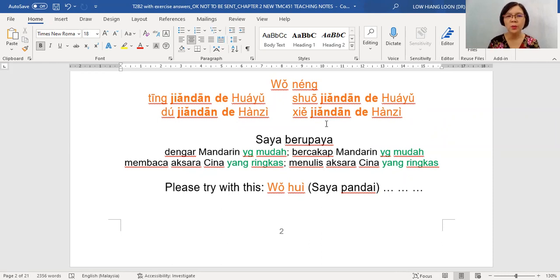我能读简单的汉字。So you can read out the simple one, means not the complicated one. Okay, 好, finally. 我能写.